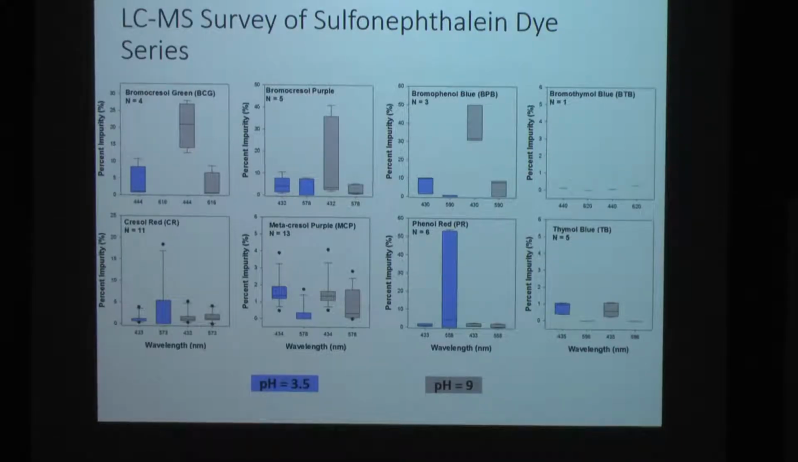So as a first step in that, what Regina did was do a liquid chromatography mass spectrometry survey of a whole bunch of sulfonephthalein dyes. Bromocresol green, bromocresol purple, you see all the different dyes here. She didn't use a calibration of each of the impurities. You assume that the area of the chromatographic peak, or the mass spec peak coming from the chromatographic peak, is the same for each of the impurities.